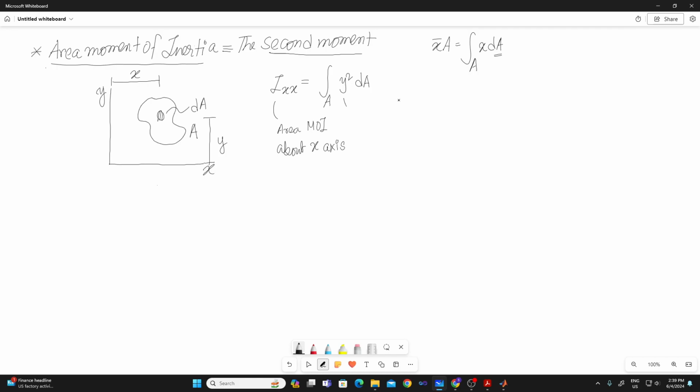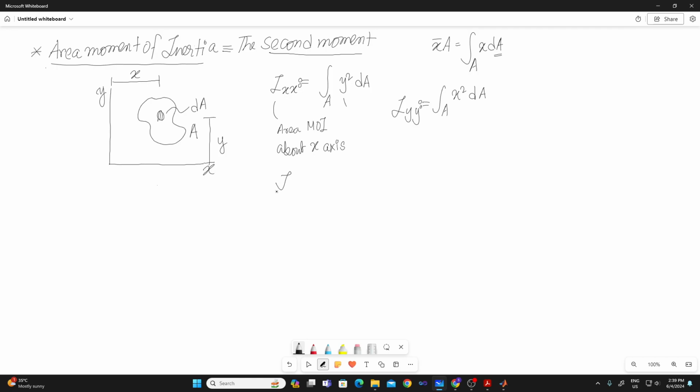So this is also no surprise that Iyy, the area moment of inertia about y-axis, would be defined something like x squared dA. And in addition, so these are the definitions, and I'm using the definition symbol. So this symbol that is the colon preceding the equal sign, that actually is the definition symbol.